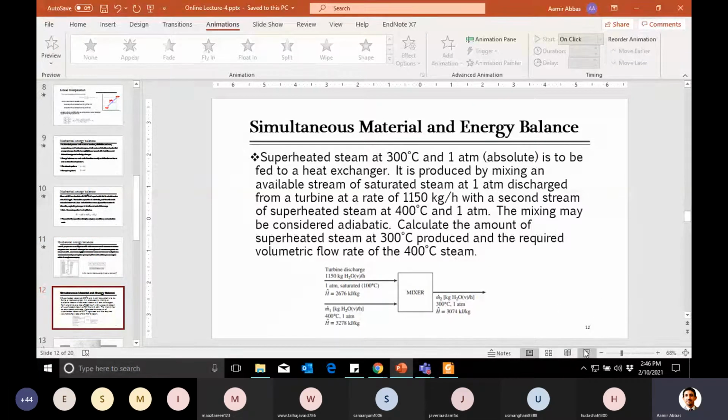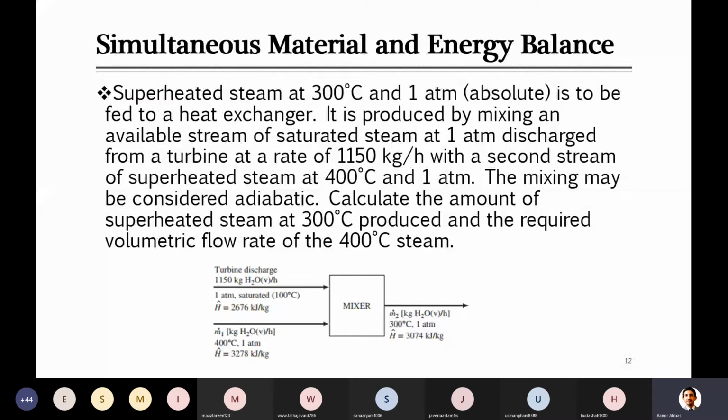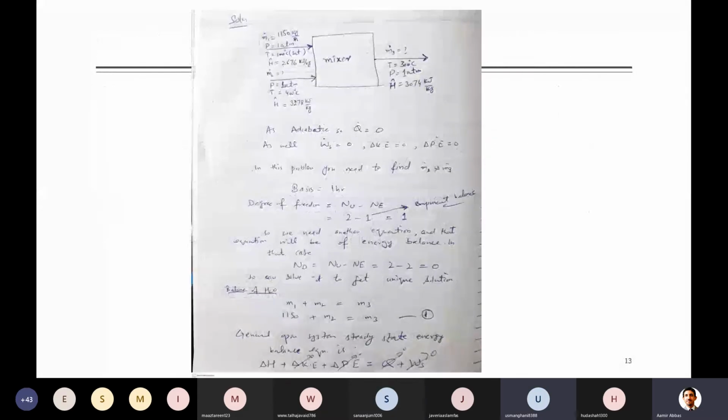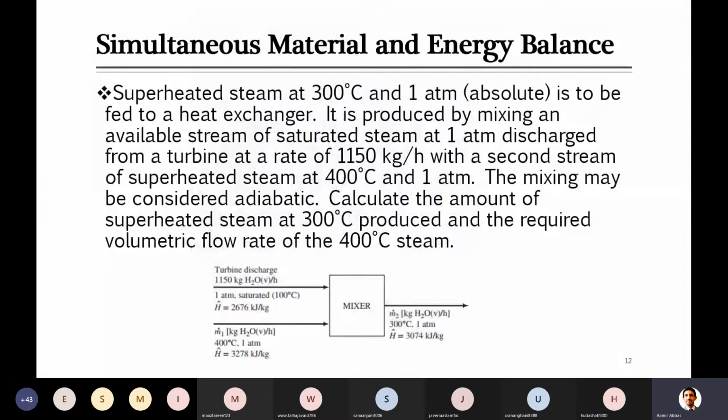We can do this. Okay, can you tell me, did you solve any problem in which simultaneous material and energy balance are involved? Did you solve any problem? Sir, in the last lecture. Okay, then today let's do one again quickly.